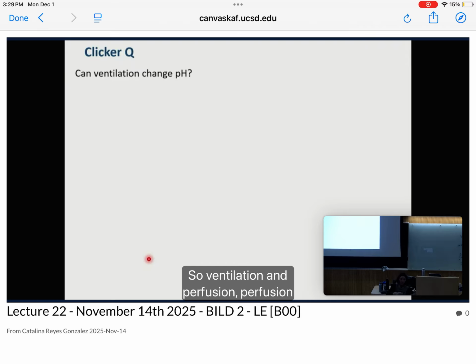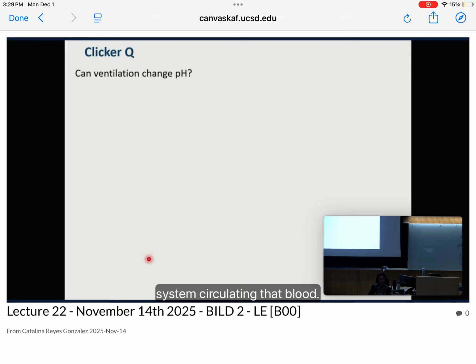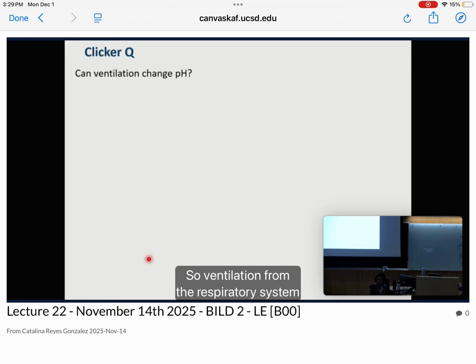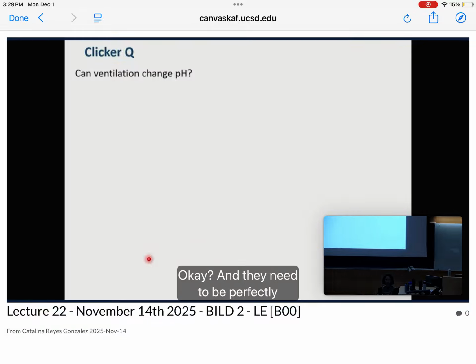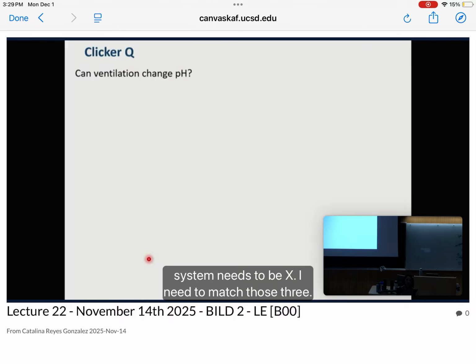So ventilation and perfusion is what we learned with the cardiovascular system, circulating that blood. So ventilation from the respiratory system and perfusion in the cardiovascular system, their main goal, not only, but main goal, is to bring oxygen to the tissues to satisfy their metabolic demand. Okay? And it needs to be perfectly matched. So if my metabolic rate is X, my perfusion in the cardiovascular system needs to be X, and my ventilation in the respiratory system needs to be X. I need to match those three.